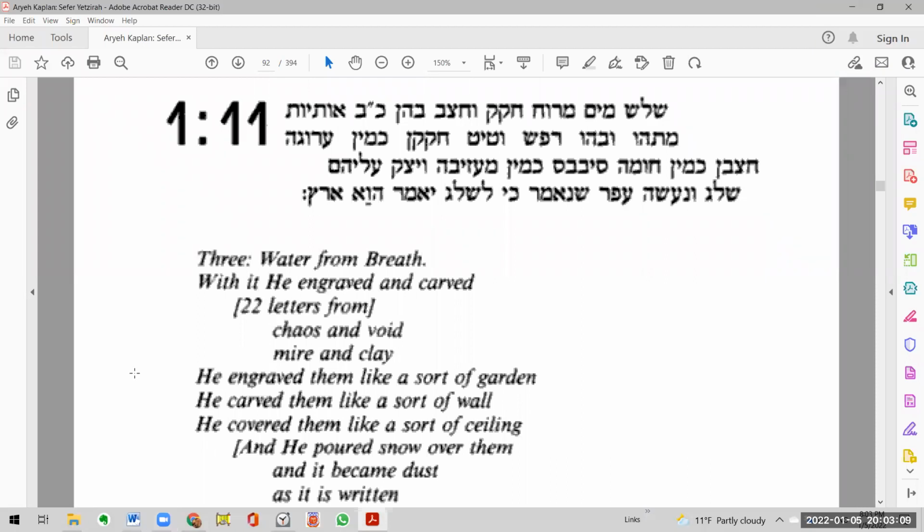So we're again in Sefer Yetzirah. We have gone through most of the first chapter. There are another few Mishnahs left in this chapter. I think it goes up to 14. And we're on 1:11 right now.